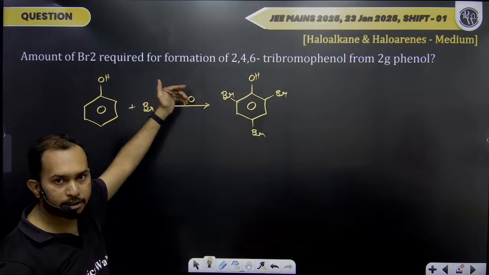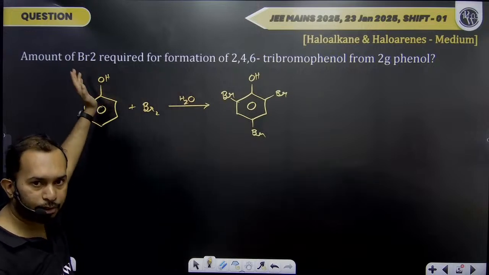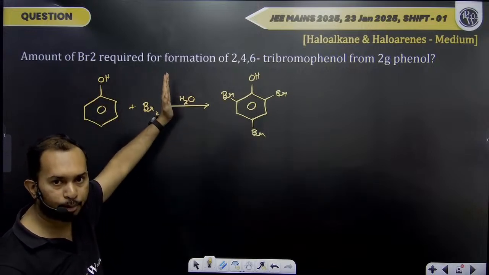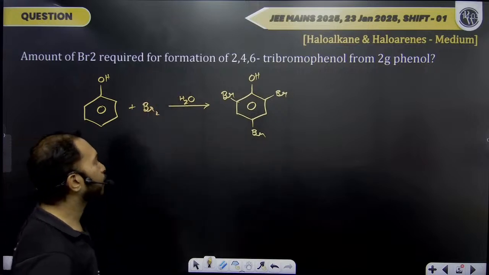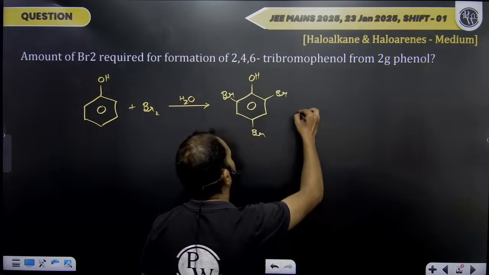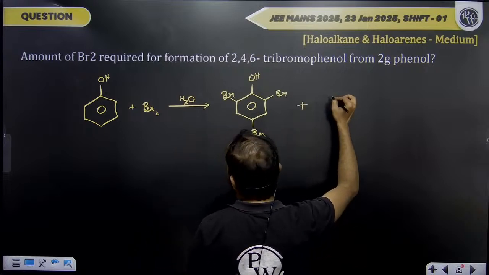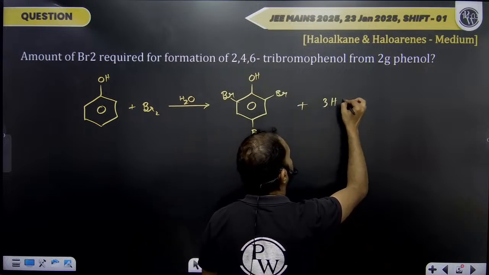In this question, they have talked about bromination in water. Maybe in the upcoming sheet, they may talk about the bromination of phenol in CCl4, in non-polar solvent. Monobromination will happen over there, right? Okay, so keep that in mind for the upcoming sheets. And the side product will be HBr. How many times HBr? 3 times HBr.